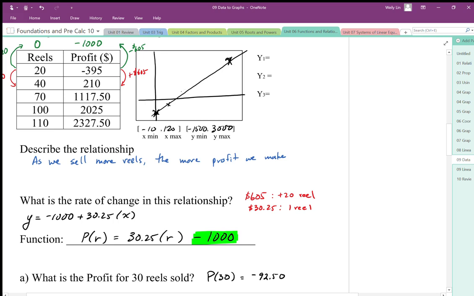40 reals is going to be somewhere around there, then 70 reals, 100 reals, like that. Again, we can put this into our graphing tool, into Desmos, and we can adjust our windows to be able to see a graph that looks something like that. There's no right window, there's just a good enough window.